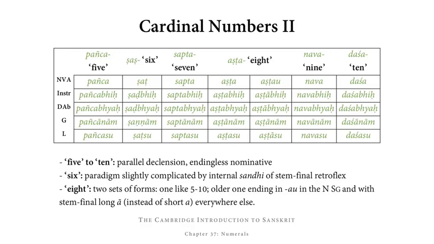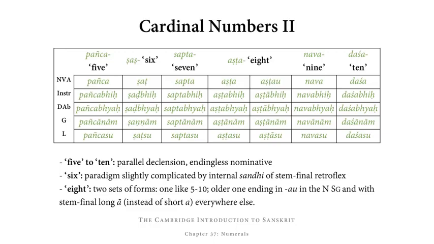Then the numerals for 5 to 10. These are basically parallel in their declension. They have an endingless form for the nominative, vocative, accusative, and then very easily recognizable endings from the instrumental onwards. So, for example, if we look at the forms for 5, the stem of that is pancha, and that's also the form for nominative, vocative, and accusative. No ending is added. And then from the instrumental on, we continue to panchabhih, panchabhyah, panchanam, and panchasu.